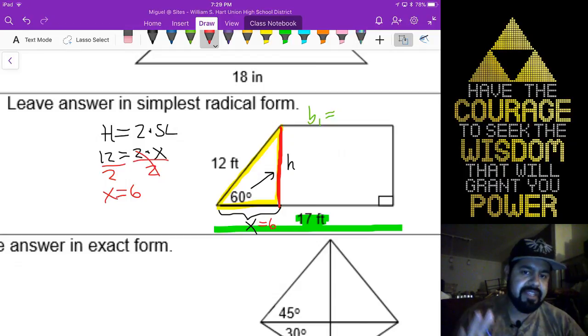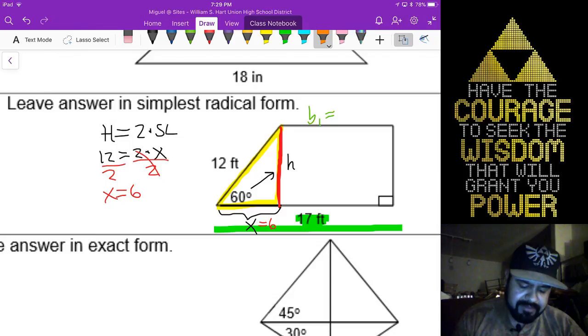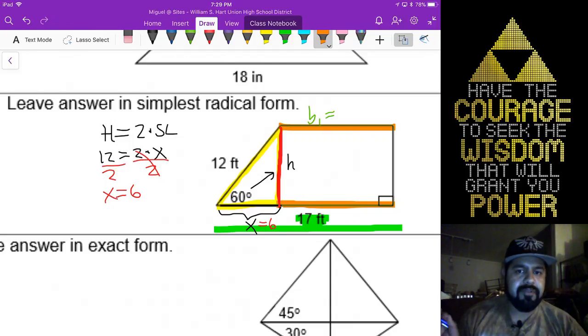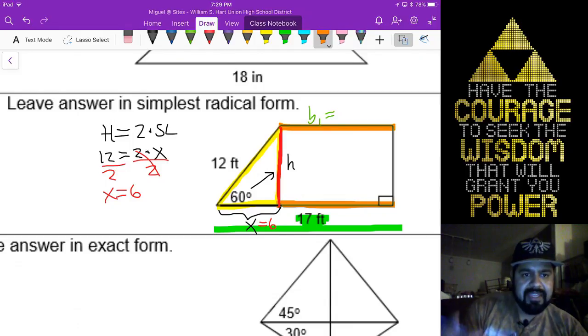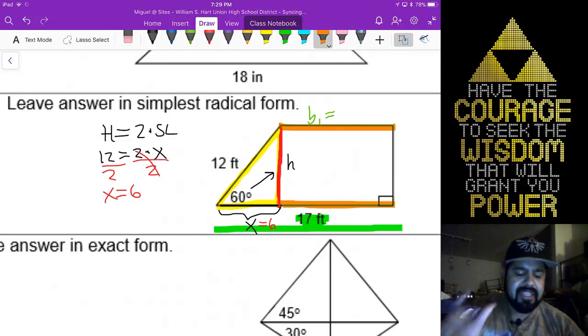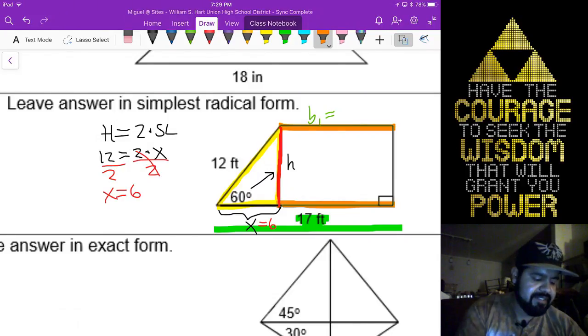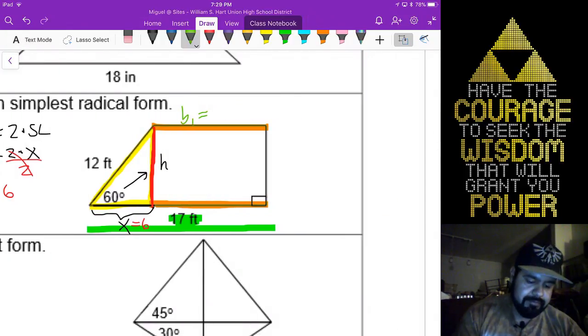Now, I can instantly find base 1 because the length for base 1 is equivalent here and here. So if my total length was 17, and I know one part of it was the 6, then I can do 17 minus 6, and that gives you your 11.